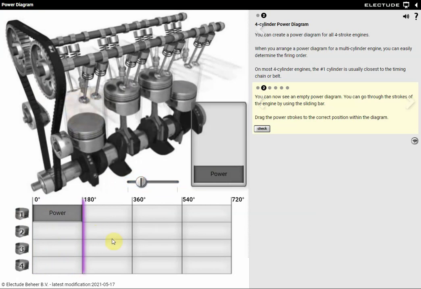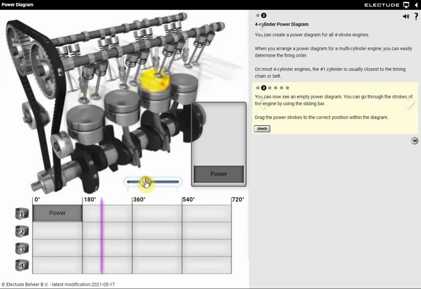You can see I'm going into this part now. I've moved half of a revolution. Now my next step, another cylinder should be in the power stroke. And there it is. So cylinder one, two, three. Cylinder three is on the power stroke right now. So I drag my power stroke down to cylinder three right there.